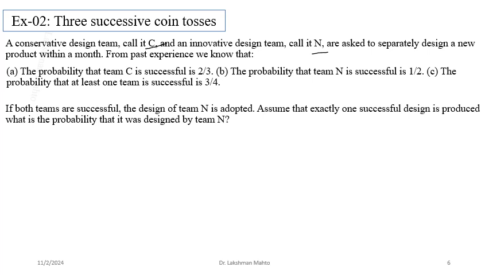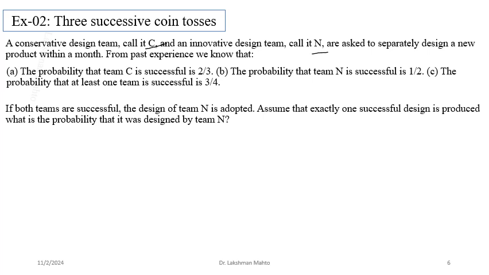The probability that team C is successful is 2/3. The probability that team N is successful is 1/2. The probability that at least one of the teams is successful is 3/4. These are the partial information we have. Suppose, if both teams are successful, then the design of team N will be adopted.